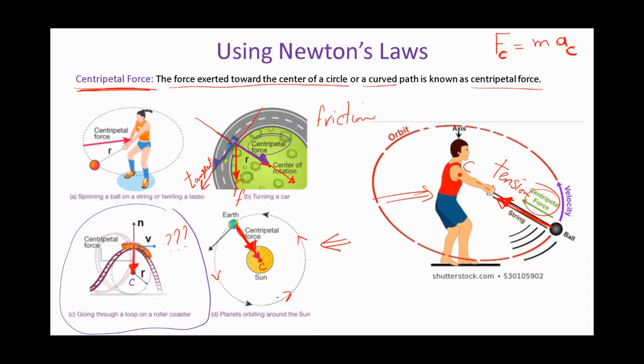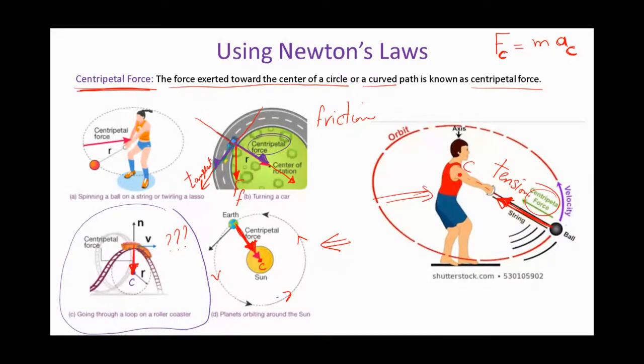Somebody says it's the weight. Actually, you are very close to the right answer, but it's the weight, and there is something else, because it's a combination of two forces together now. The centripetal force will be a combination between two forces. What are these two forces? The weight and the normal force.